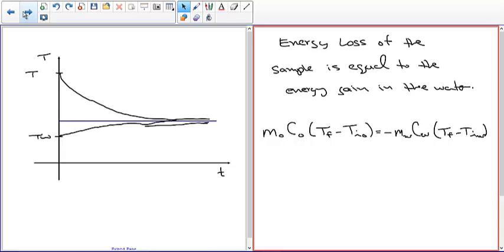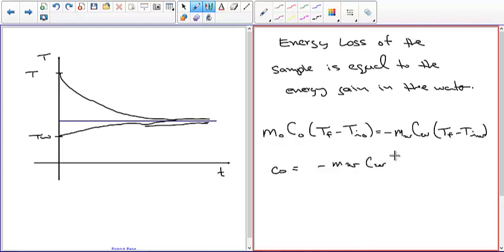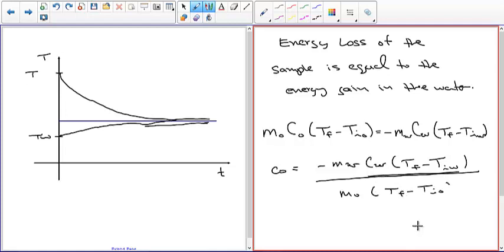And you could do that. I mean, we could start with this equation, plug all the numbers in and solve for this, or we could just solve for it algebraically. I think it's not that hard to solve for it algebraically. So if you want to solve for the specific heat of the material, you're just going to have negative the mass of the water times the specific heat of the water times the final temperature of the water minus the initial temperature of the water, divided by the mass of the object times the temperature difference for the object.